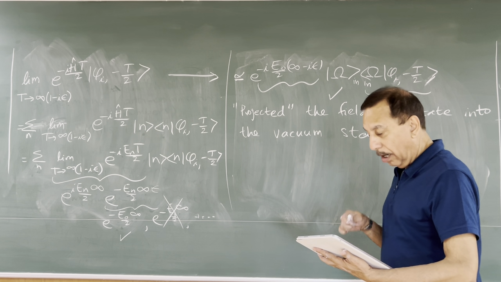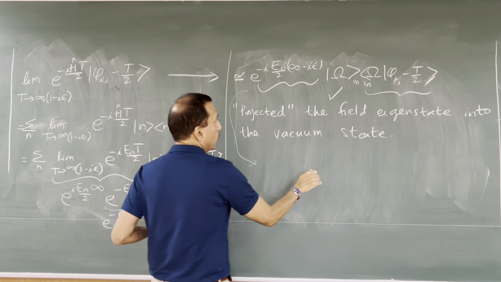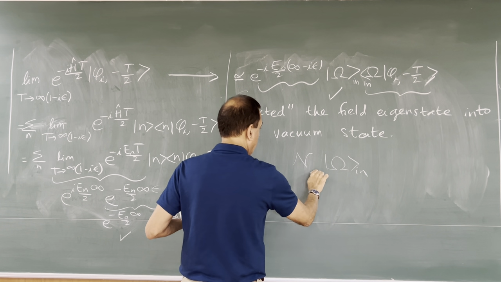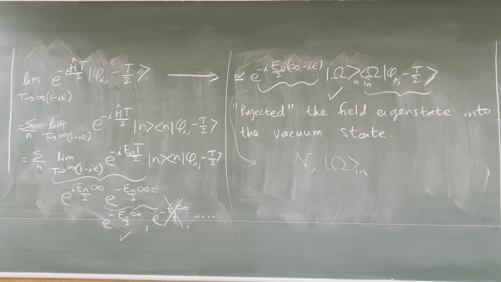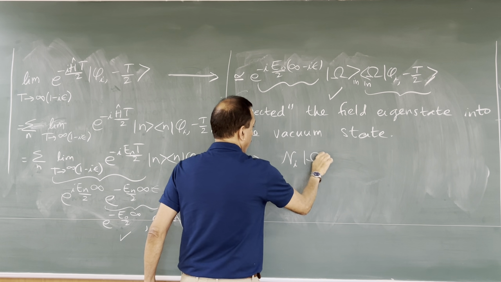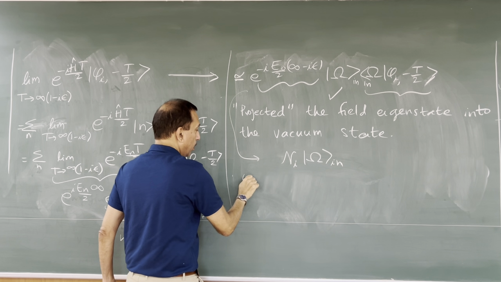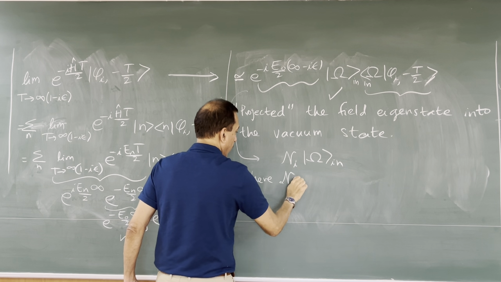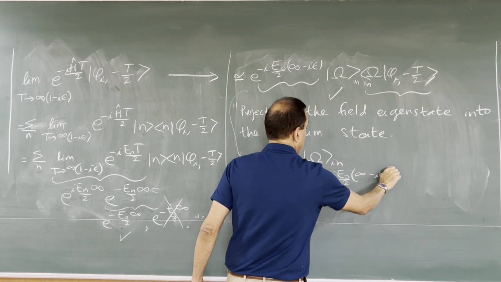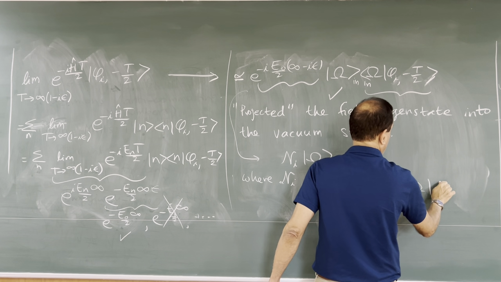Okay. So now this state, therefore, we are just going to write as omega in, and whatever is in front, we are just going to call it N_i. So that state on top is this, where N_i is equal to everything here, e to the minus E0 by 2 infinity minus i epsilon, as well as some overlap of omega and phi.